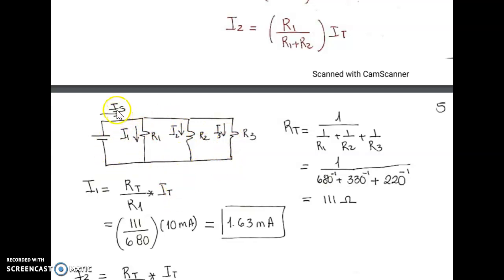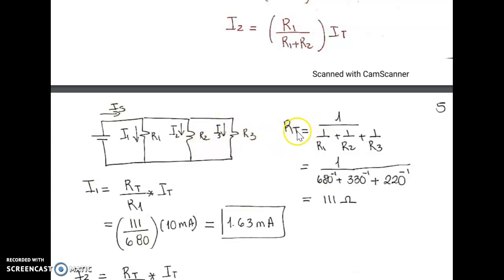So I have my I source, I have my I1, I2 and I3. Keep in mind, we usually label the currents, powers and voltages as the resistor is labeled. So if this is R1, it's going to be I1, V1, P1. If this is R2, it's going to be current 2, power 2, voltage 2. Okay, and that's how we continue here.